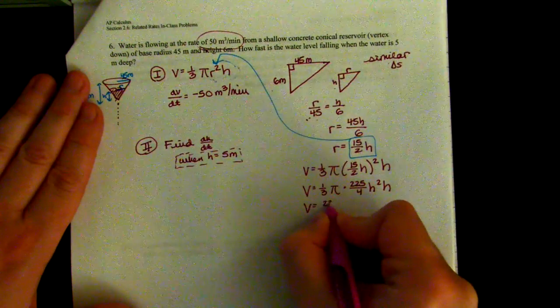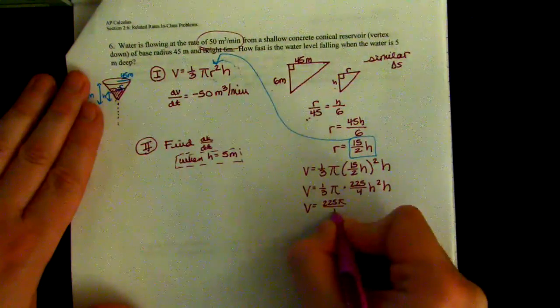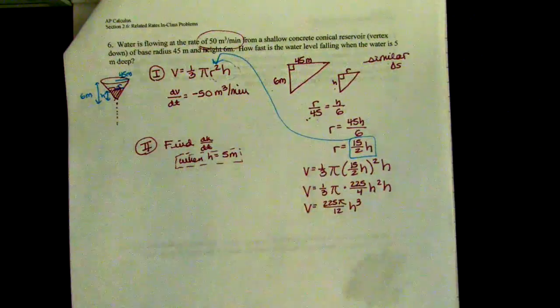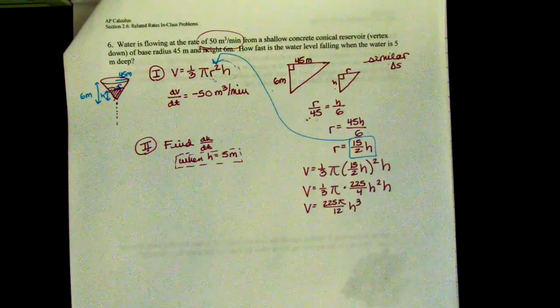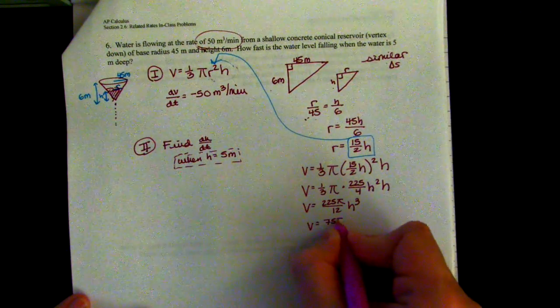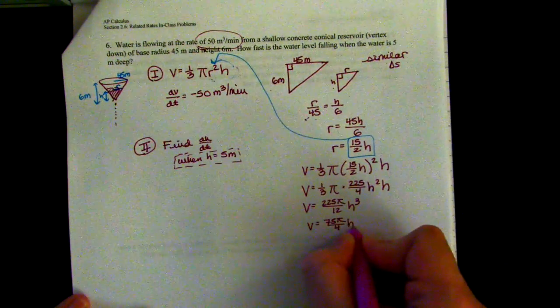V equals 225 pi over 12, although I am going to want to simplify that. The more simplifying we can do along the way, the better off we're going to be. I know I can divide 225 and 12 by 3. So that's going to give me 75 pi over 4 h cubed.